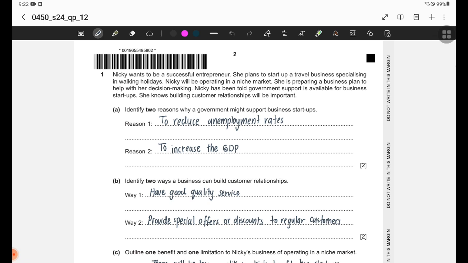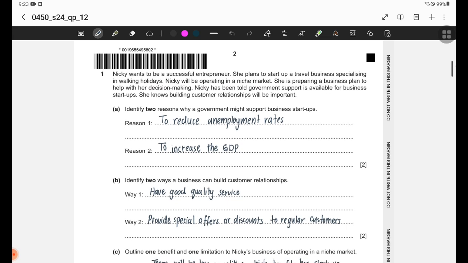So for the first question, we have this case study of Nikki's business. So Nikki wants to be a successful entrepreneur. She plans to start up a travel business specializing in walking holidays. Nikki will be operating in a niche market. She is preparing a business plan to help her with decision making. Nikki has been told government support is available for business startups, and she knows building customer relationships will be important.